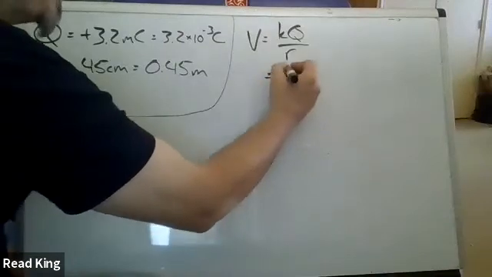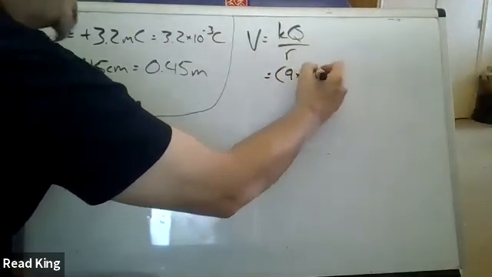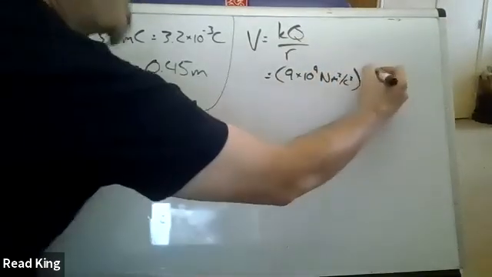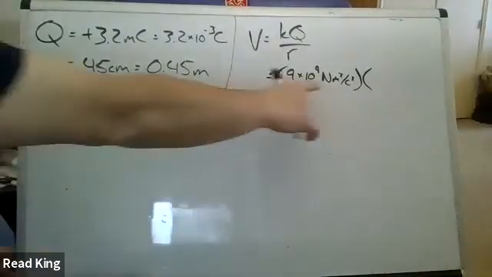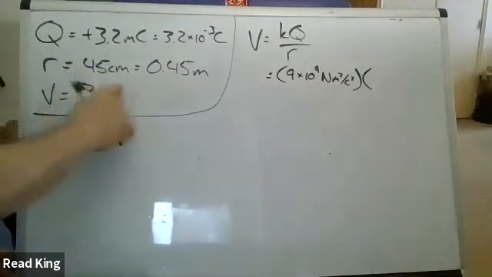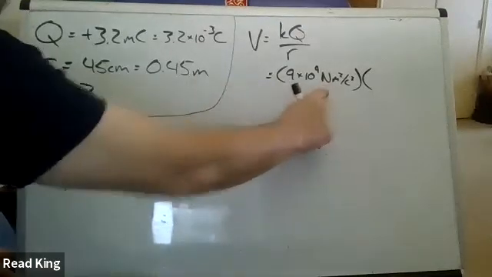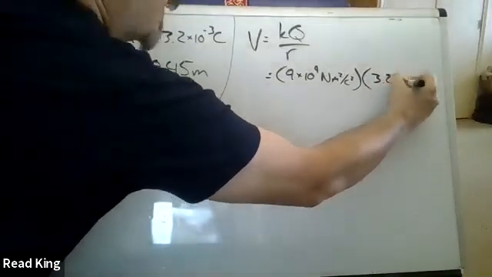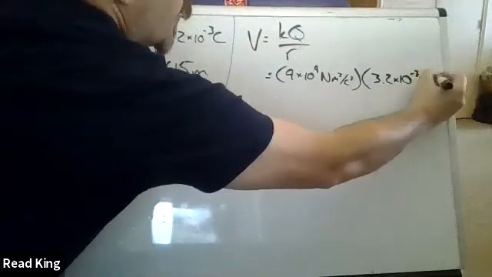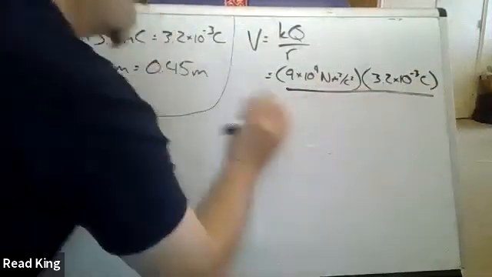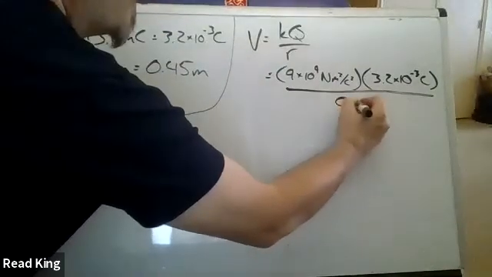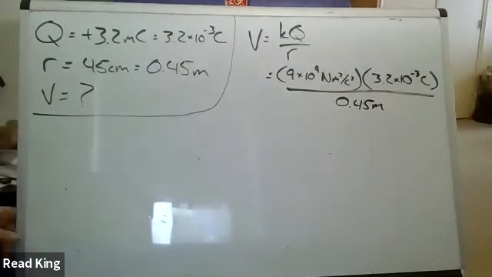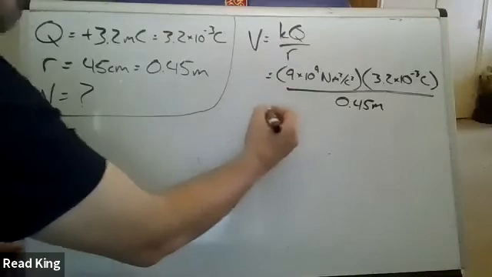So that's going to equal 9 times 10 to the 9th Newton meters squared per Coulomb squared times, and never forget the units. If for nothing else, it will help remind you that you've got meters here and centimeters here. If you forgot to make the conversion early on, it'll help you remember what conversion you need to put there. Q is 3.2 times 10 to the minus 3 coulombs, over 0.45. Notice that's not meter squared. This is not inverse square law. It just goes linearly inverse to the distance there.